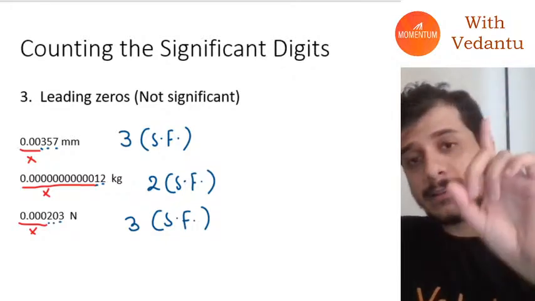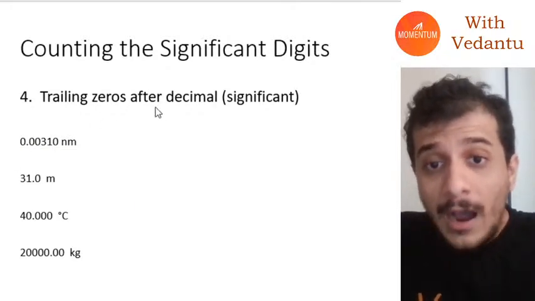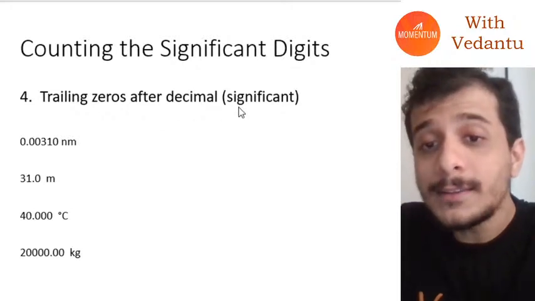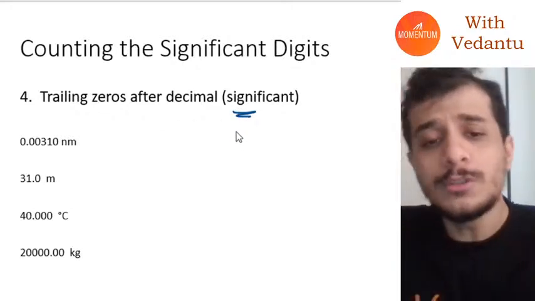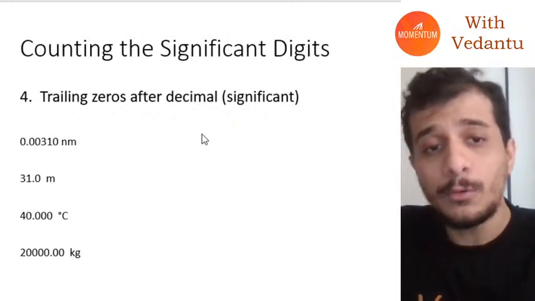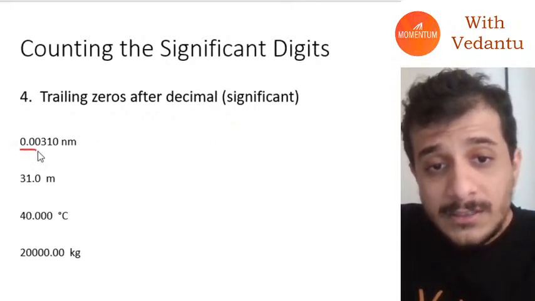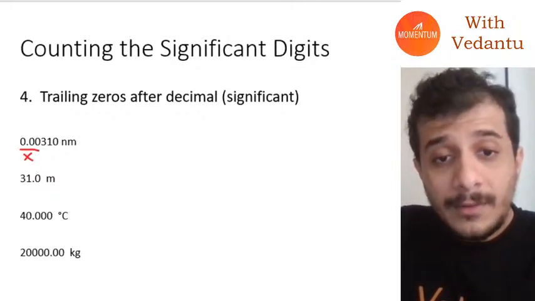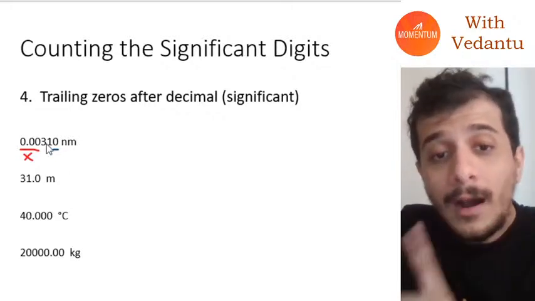Okay, next, guys. If you have trailing zeros after the decimal, then they are significant. Remember these rules, guys. You have to remember these rules. So if you see here, these three zeros are not significant because they are leading, but this zero is significant because it's trailing and it is after the decimal.